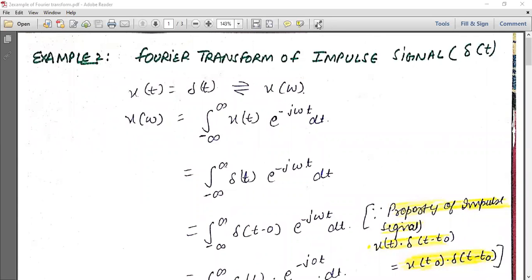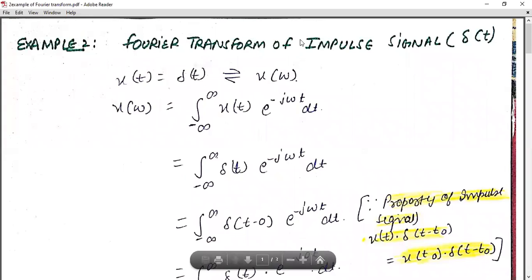Today we are going to cover the second example of Fourier transform, and that is the Fourier transform of the impulse signal δ(t). In my previous video, we covered the Fourier transform of a DC signal, and in this one we are going to cover the Fourier transform of the impulse signal and exponential signals. So the first one: we are considering x(t) = δ(t).